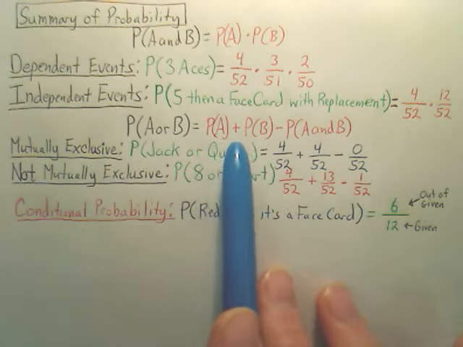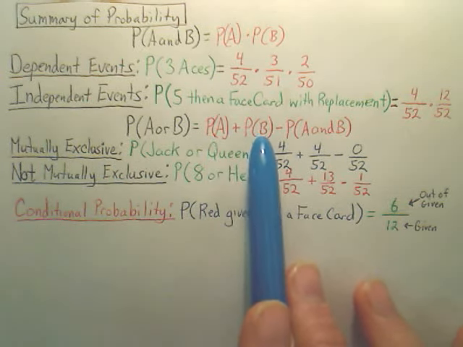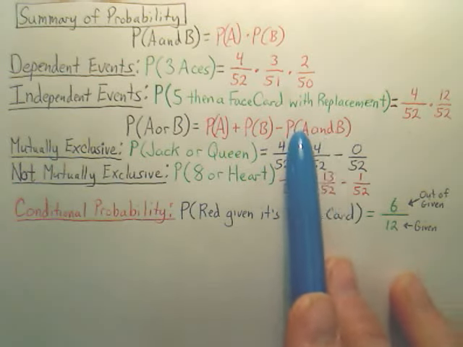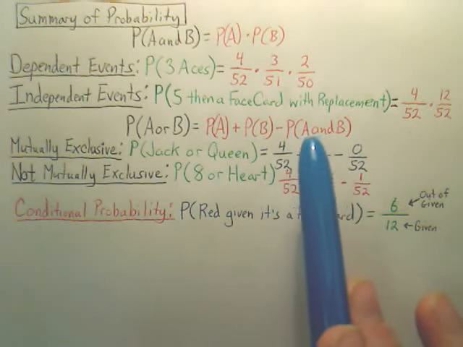Now, for "or," what you do is you take the 2 events and you subtract the "and," the overlap, where they both happen together.